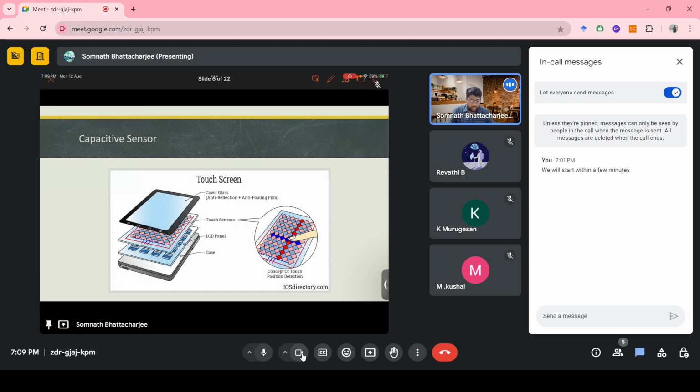So one of the most used sensors we can say is the touch screen. Everybody uses smartphones, smartwatches, or some kind of things, even our laptops can have touch control and everything.